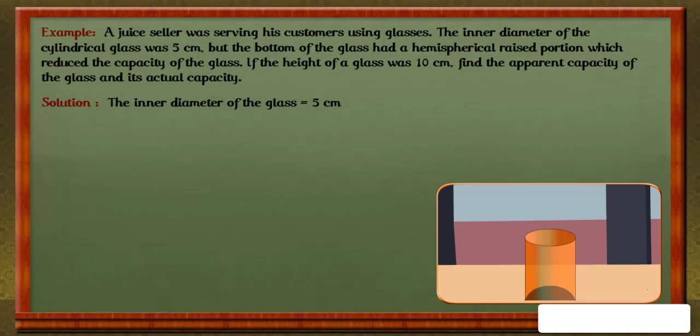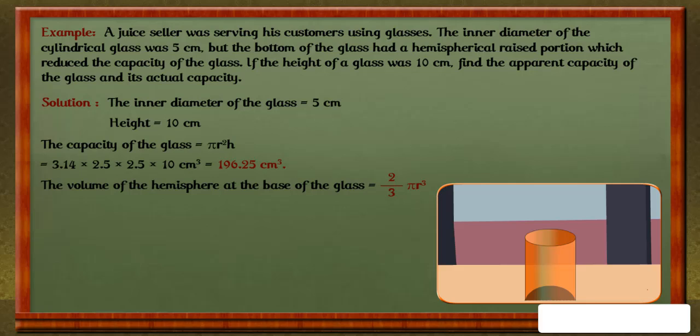Solution: since the inner diameter of the glass is equal to 5 centimeters and height is equal to 10 centimeters, the apparent capacity of the glass equals the volume of the cylinder, that is, pi r square h, which is equal to 3.14 into 2.5 into 2.5 into 10 centimeter cube, which is equal to 196.25 centimeter cube.